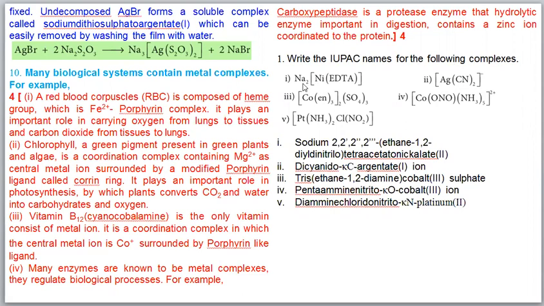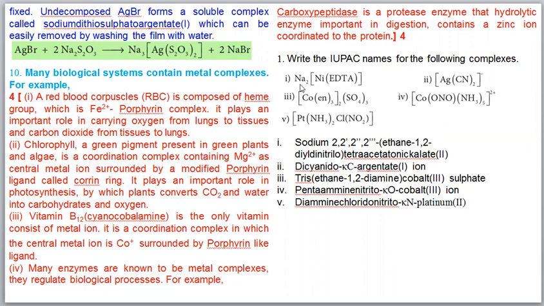For sodium, charge is +1, 2 sodium, so +2. Nickel, it is unknown, let us take it as X. EDTA is -4. So here +2, here -4, so we'll get -2. So X - 2 equal to, here no charge, so 0. So X equal to +2.